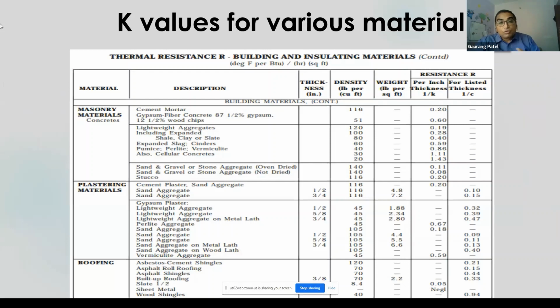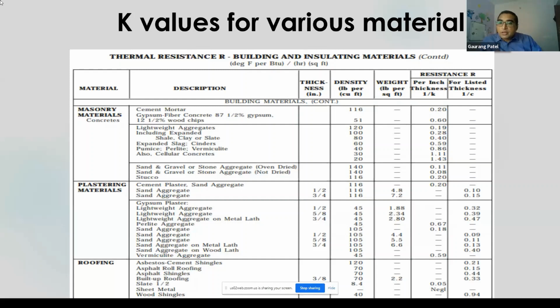The K value is available in tables, and these property tables are available in ISHRAE handbooks. If you take any ISHRAE handbook, you will find the heat load chapter there, and all these calculation tables for the property K values are available for various materials. I have just taken one screenshot, but there are more than around 10 pages covering all kinds of materials. For example, I just take masonry. If I take cement mortar, they have given the density and the relevant K value, and you can use this K value in your calculations.